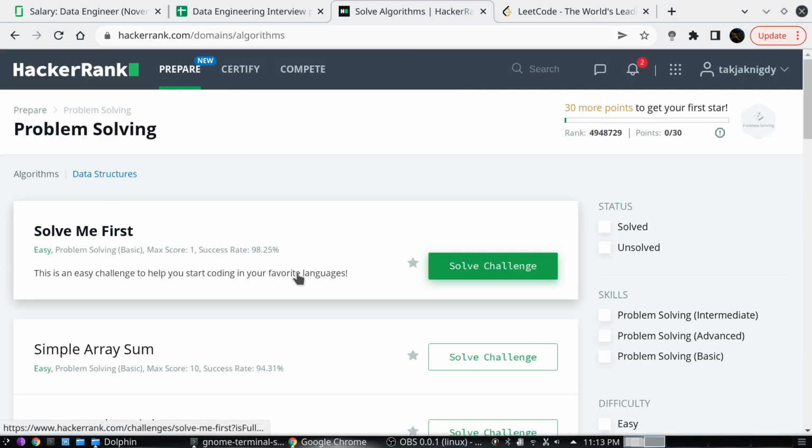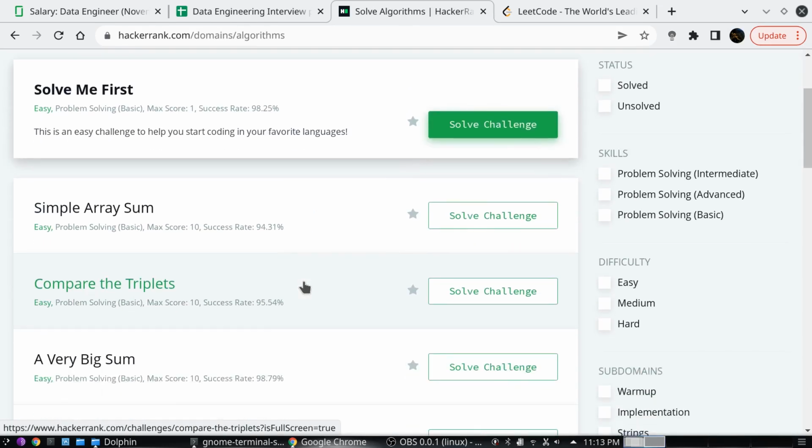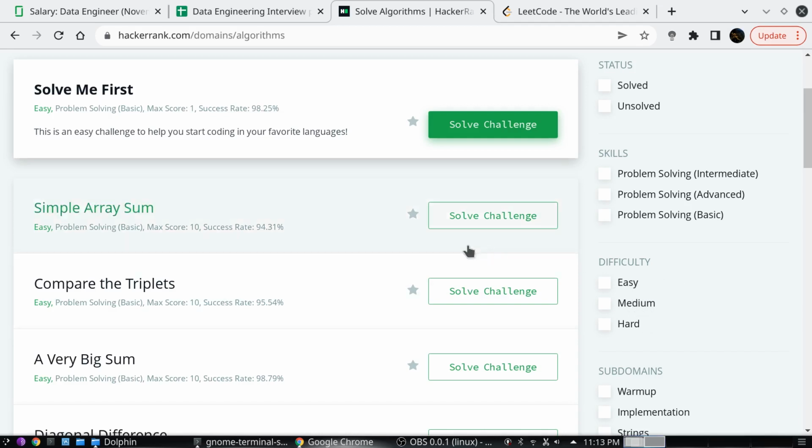And what we have here is a list of different problems. What is really important is that there are different difficulties of them: easy, medium, hard. Just don't start with anything other than easy at the beginning. Some easy ones are not easy. It's really important to solve 10, 20, 30 easy problems at the beginning. Don't jump straight away. Don't be too ambitious at the beginning.